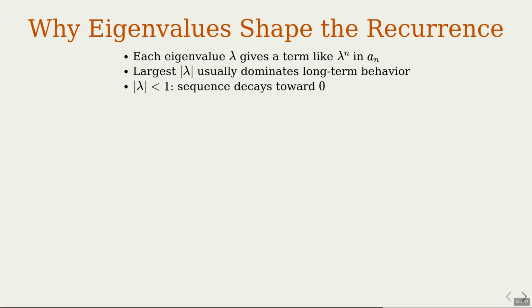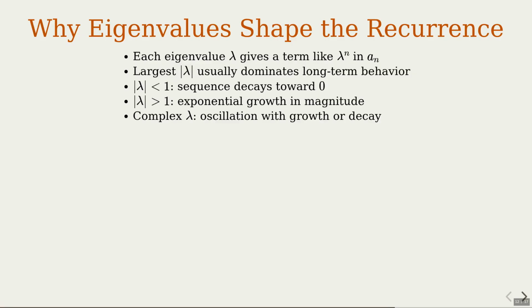If all the eigenvalues are smaller than 1 in size, then their powers shrink and the sequence dies out. If there is an eigenvalue with magnitude bigger than 1, its component grows quickly and drives the sequence to blow up in size. When eigenvalues are complex, the sequence often oscillates like a sine wave, while also growing or shrinking overall. So, a linear recurrence is really a tiny dynamical system, and the eigenvalues are its long-term personality traits.